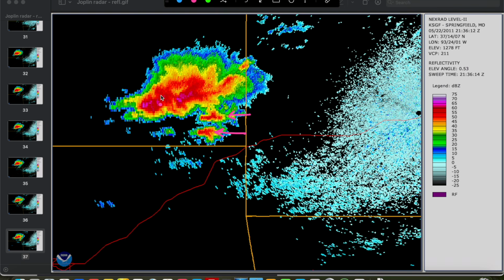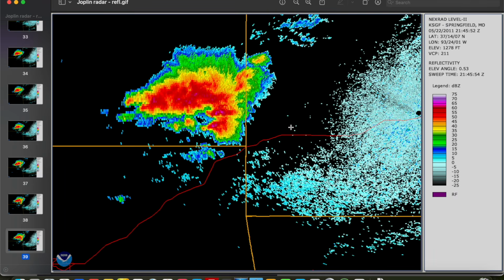You can see we start to get semi-discrete elements out here in this main cluster. So you had your main supercell, your lead supercell out here of this cluster, and then you had these two developing supercells out here toward the south. We'll call these storm A and storm B. John Davies uses this nomenclature in his article here.